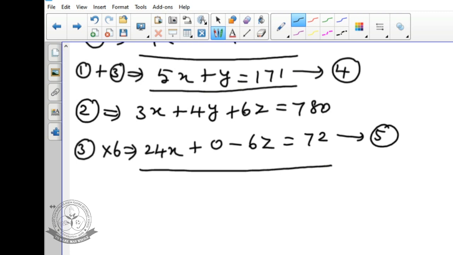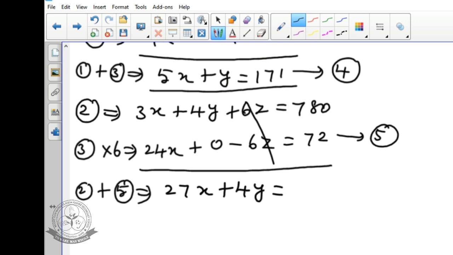Here plus 6, minus 6. So we can add equation 2 plus 5. So we get plus 6, minus 6, it will be cancelled. So 3 plus 24 means 27X plus 4Y equal to 852. This is equation number 6.